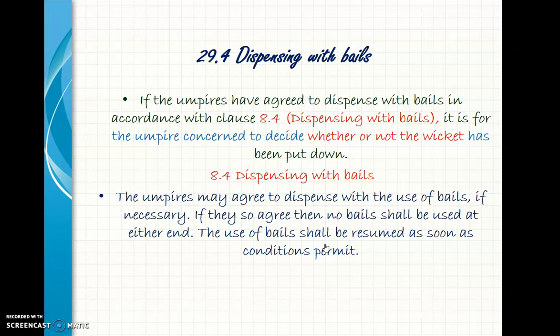Now what are the conditions if the umpire decides to dispense with the bails? The condition is that they have to be dispensed with at both ends. The umpires cannot just dispense with the bails at one end and keep them at the other end. No, it has to be at both ends. So if, in an unlikely event or in weather conditions, the umpire decides to dispense with the bails, it has to be at both ends.